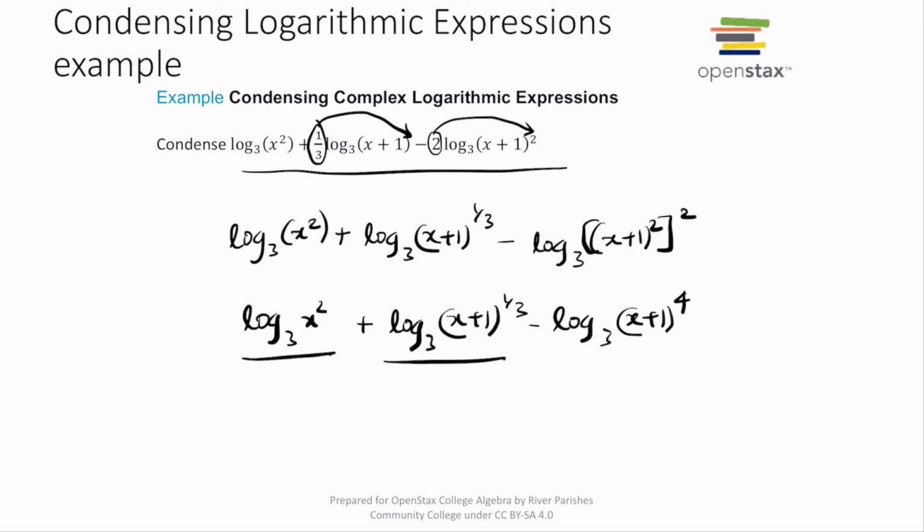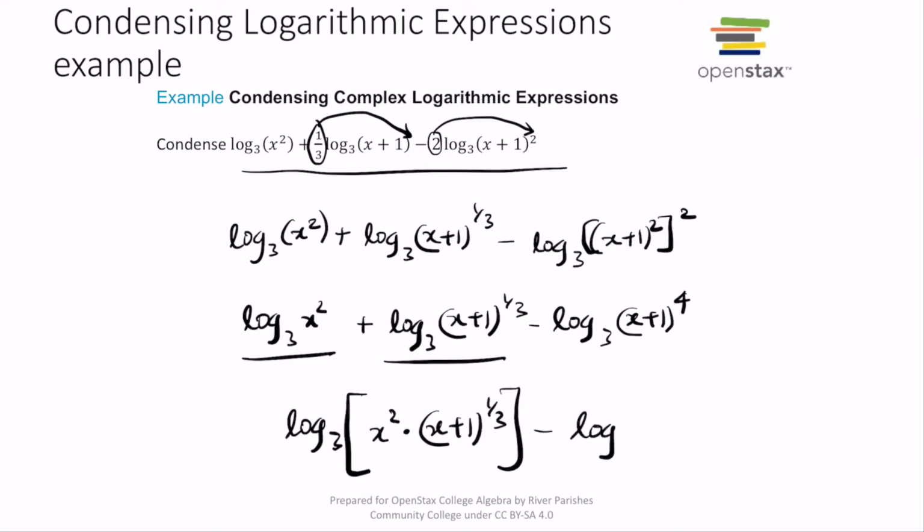Now these two values are adding together, so multiply each other, so you get log base 3 of, log m plus log n becomes log mn. mn becomes x square times x plus 1 whole to the power 1 by 3 minus log base 3 of x plus 1 to the power 4.